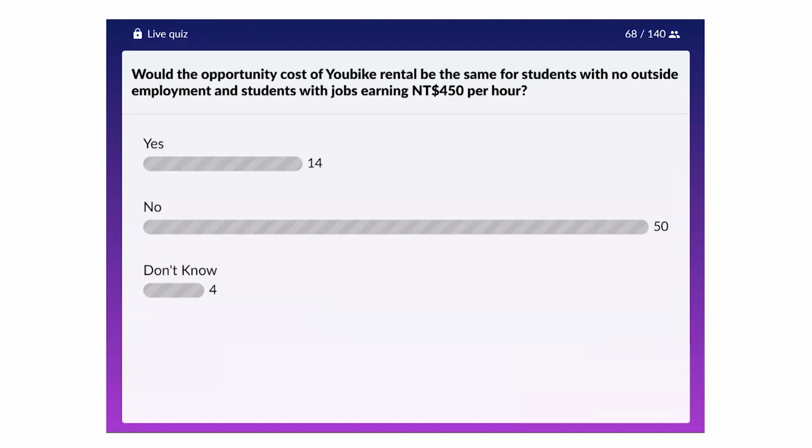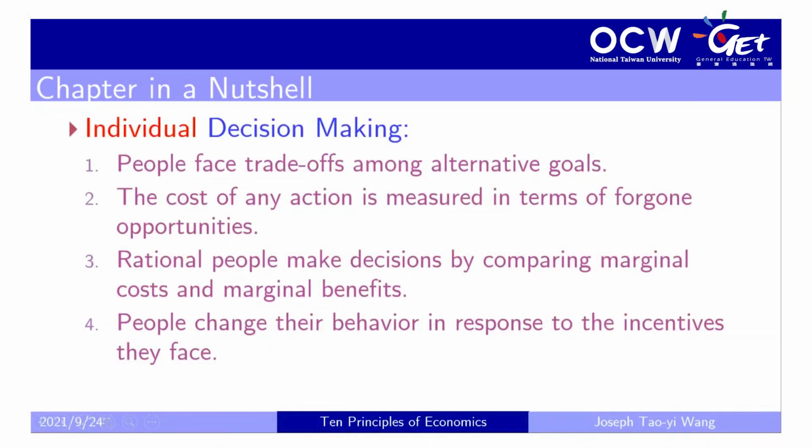Well, if you need to rush to get to the student's house, you don't want to be late. And the worst case is that, suppose you're somehow stuck here, and then you miss this entire appointment, then you will lose 500 NT dollars per hour. So depending on how long your tutor session is, it's very costly to you compared to somebody who does not have this job. So it's likely that the opportunity costs for U-bike rentals are actually different. All right, so no. Let's move on. So to summarize this chapter, we talked about 10 principles.